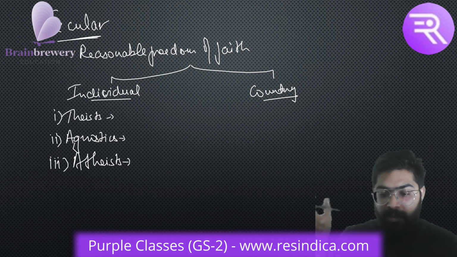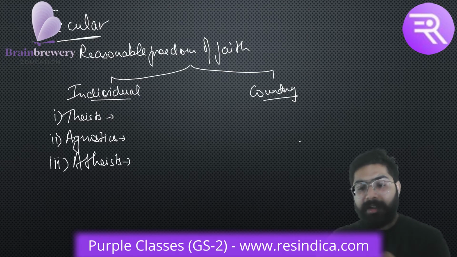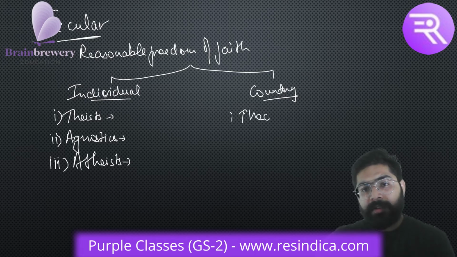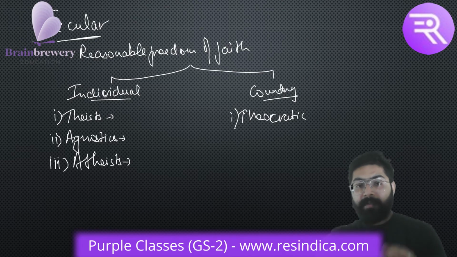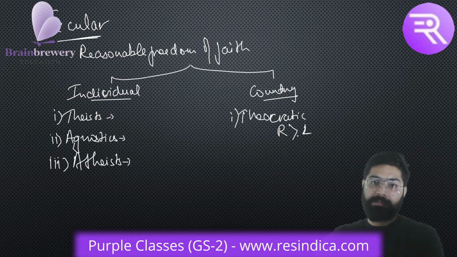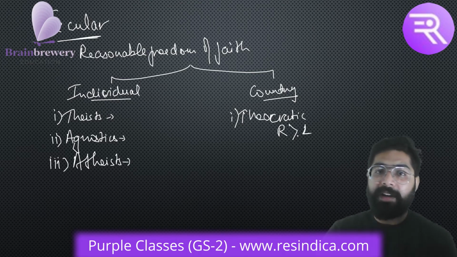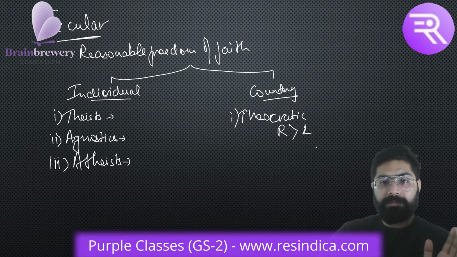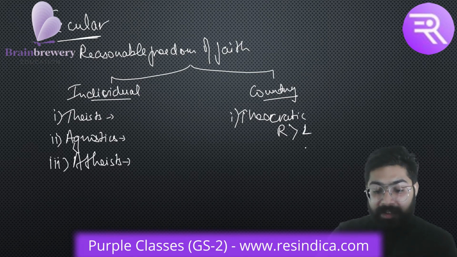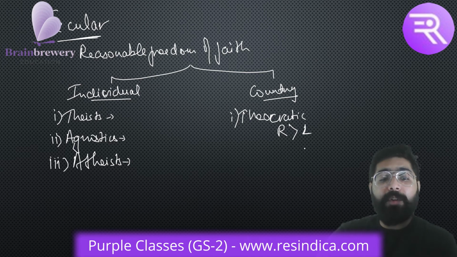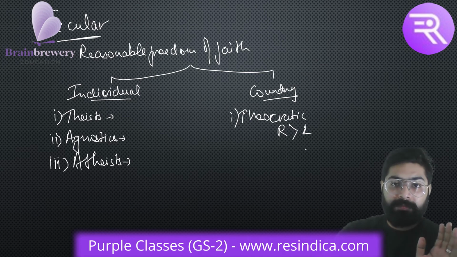Fine. Coming on to country's perspective. There is a country which is a theocratic country. Now, what is a theocratic country? Where the religion is above the law. Means even the laws of that country will be decided by the religion. The laws are actually influenced by the religion.